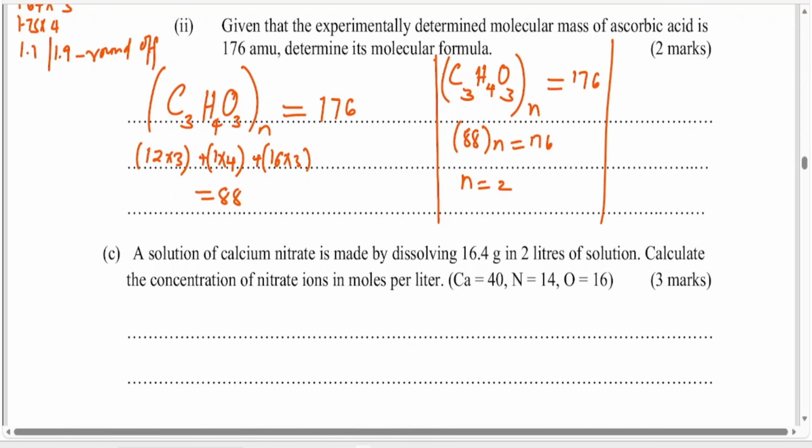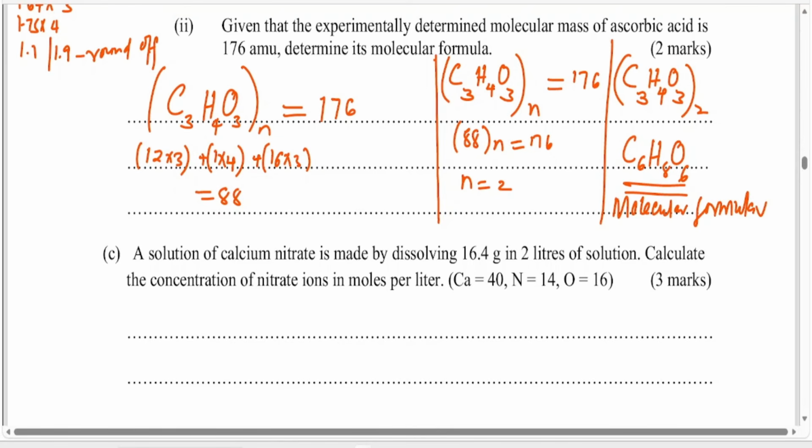And therefore, with our empirical formula C3H4O3, we multiply by N, which is 2. So our molecular formula is C6H8O6. And that is our molecular formula.